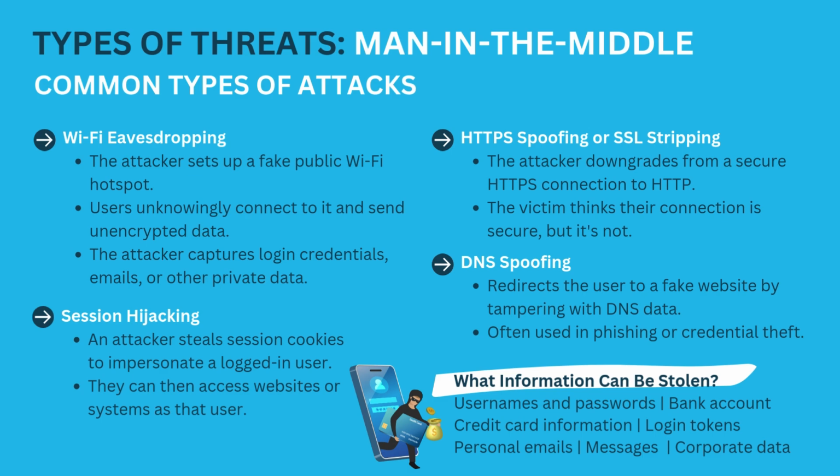Let's talk about some specific examples of a man-in-the-middle attack. Wi-Fi eavesdropping happens when attackers set up fake Wi-Fi networks that look legitimate. When you connect, they capture everything you send. Session hijacking involves stealing session cookies so attackers can impersonate a user and access their accounts. HTTPS spoofing or SSL stripping tricks users into using an insecure connection, while DNS spoofing redirects users to fake websites that look real but are built to steal data. These attacks can be used to gather login credentials, credit card information, emails, you name it.